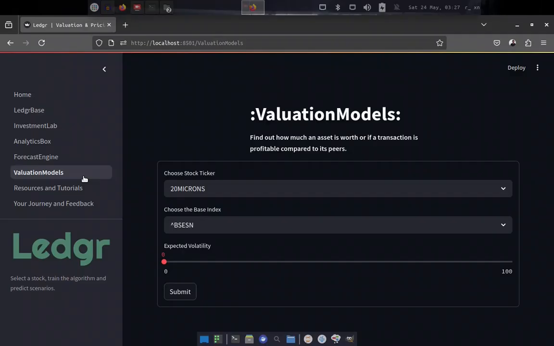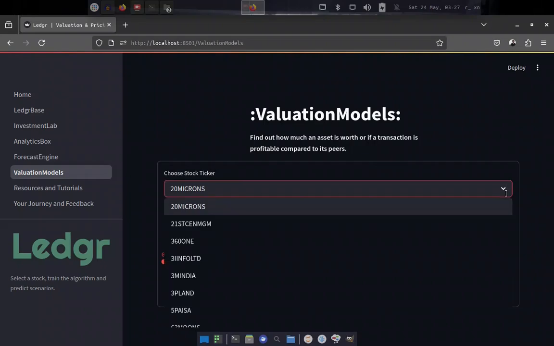Most importantly, in the valuation models here, we can just choose a stock. In certain cases, for some companies, some information might be missing, but overall, it is there. And from this, one can easily gauge whether a company is worth buying or not. Is it correctly valued or not? Let us choose a random stock. Let us choose NTPC and proceed.